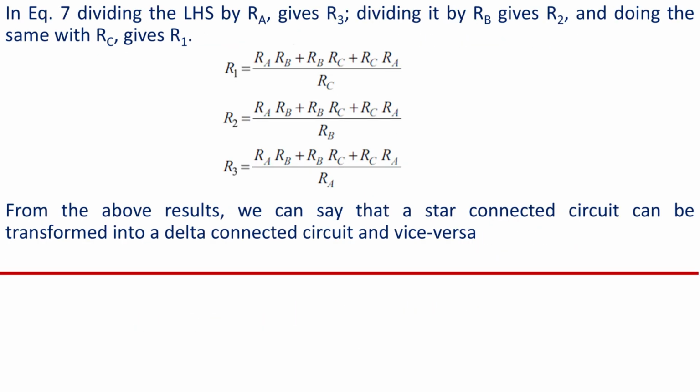In equation 7, dividing the LHS by RA gives R3, dividing it by RB gives R2, and doing the same with RC gives R1. Therefore, R1 equals RARB plus RBRC plus RCRA by RC. R2 equals RARB plus RBRC plus RCRA by RB. R3 equals RARB plus RBRC plus RCRA by RA. From the above results, we can say that the star connected circuit can be transformed into a delta connected circuit and vice versa.